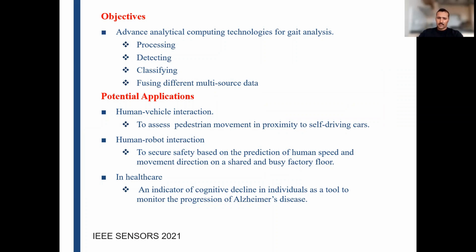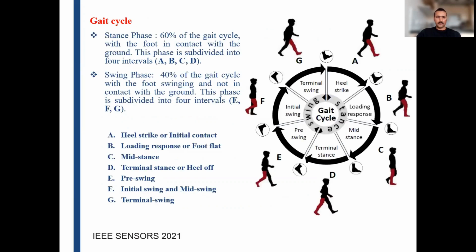In healthcare, it can be used as an indicator of cognitive decline in individuals, as a tool to monitor the progression of Alzheimer's disease, aging, or Parkinson's disease. First of all, we need to understand what actually is gait.